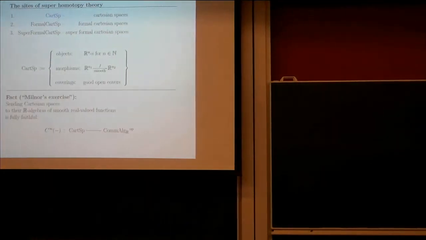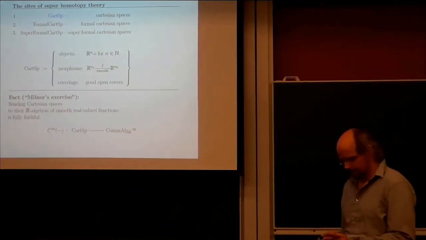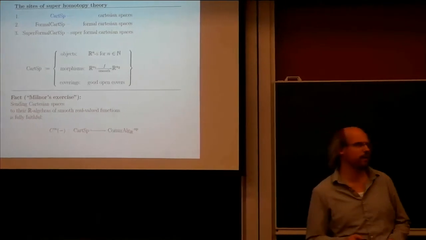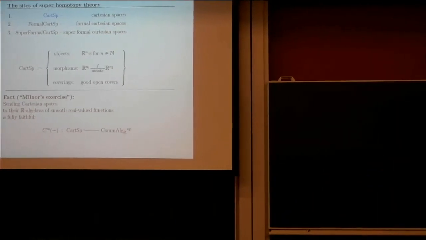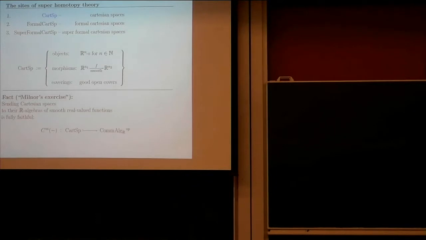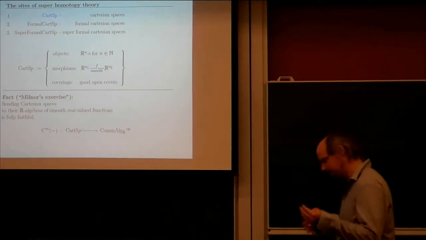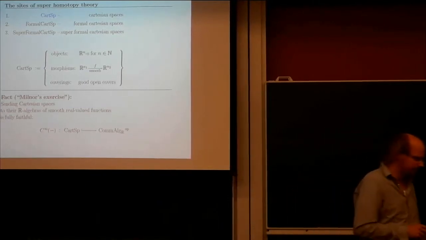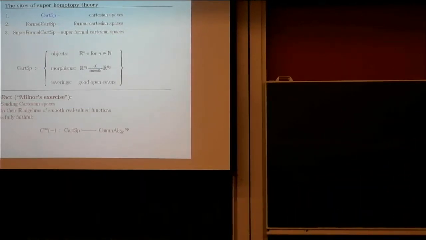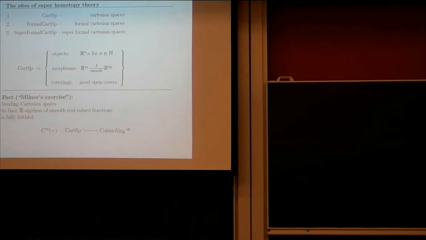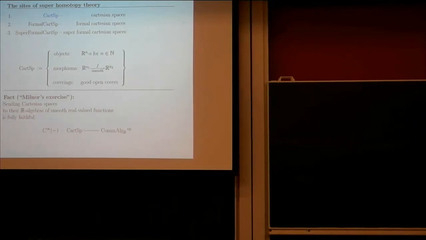So that's the site of Cartesian spaces. Mike briefly mentioned this in his talk. And here's a fact that I call one of the three magical facts of differential geometry. Differential geometry a priori is far different from algebraic geometry. But there are at least maybe three magic facts that say it's unexpectedly closer to algebraic geometry than you might have had reason to hope. So one of these facts is this one.